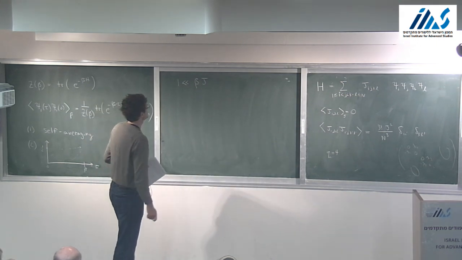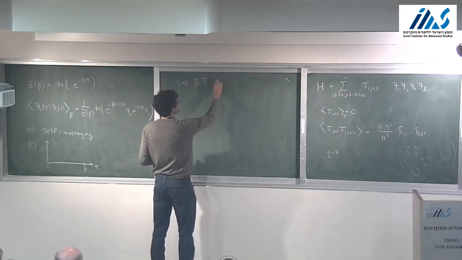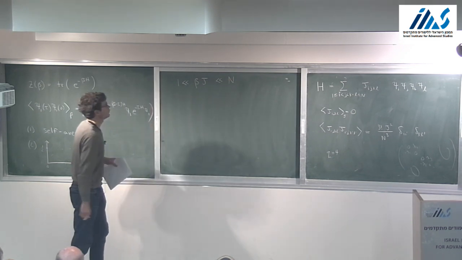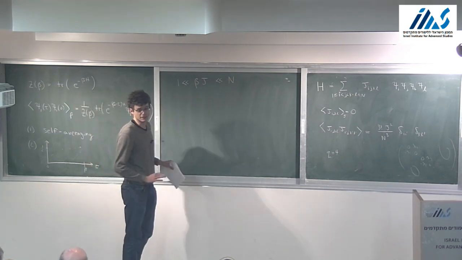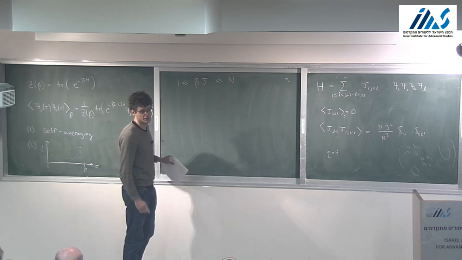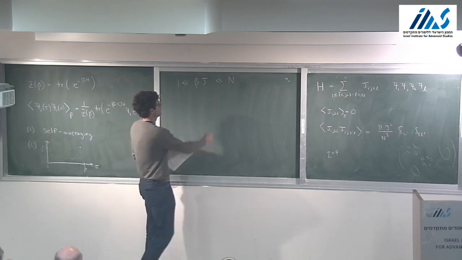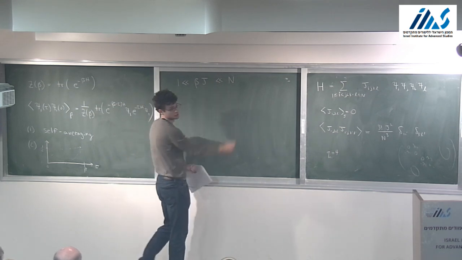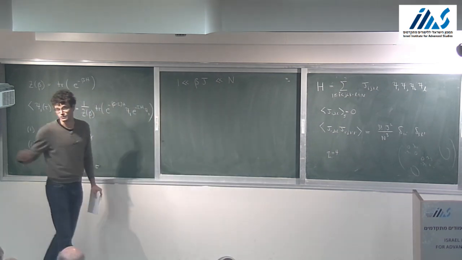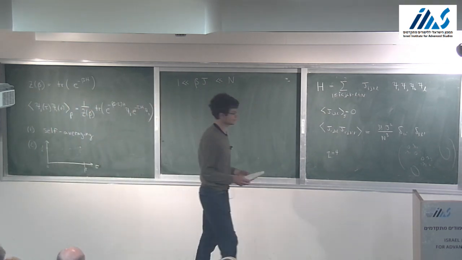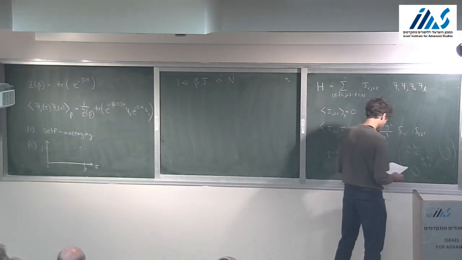And the theory is easily solvable in the case where this is also much less than n, although the second restriction is not necessary. The theory can also be solved when beta j is much bigger than 1 and n is much bigger than 1 without any particular relation between beta j and n. For example, beta j could be bigger than n. The theory remains solvable. We'll discuss that a little bit later.